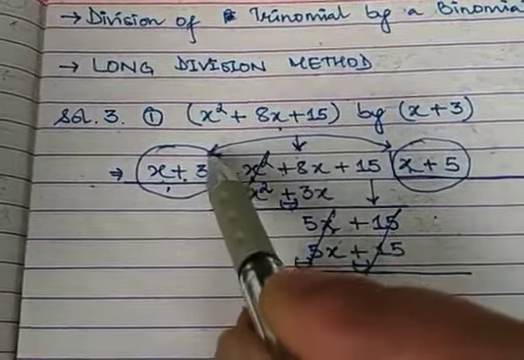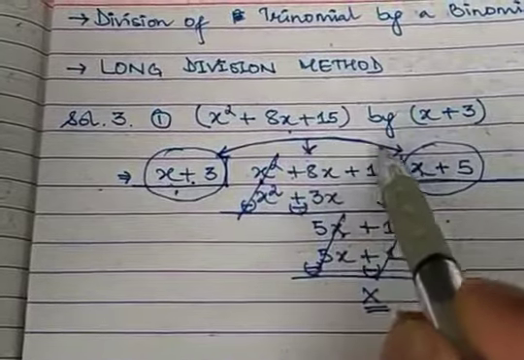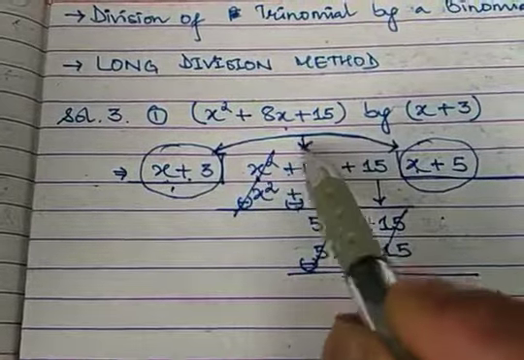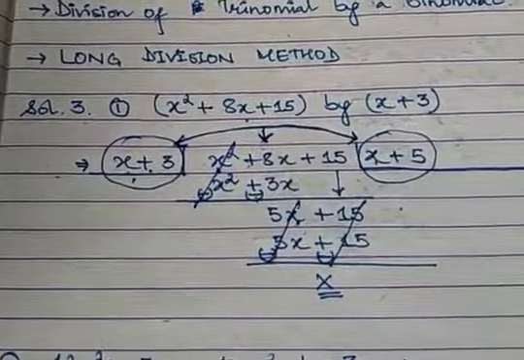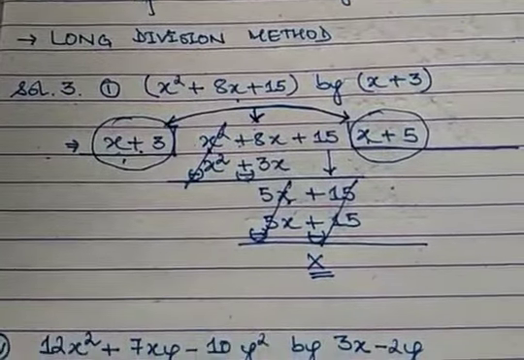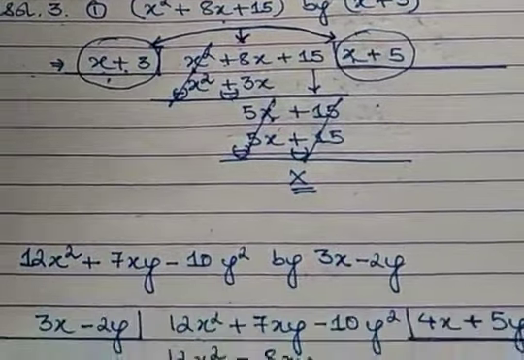The divisor and the quotient, not the dividend. If you multiply the divisor and the quotient, what will you get? You will get the dividend. In this way, you can check your answer as well, if you have any doubts regarding your answer.